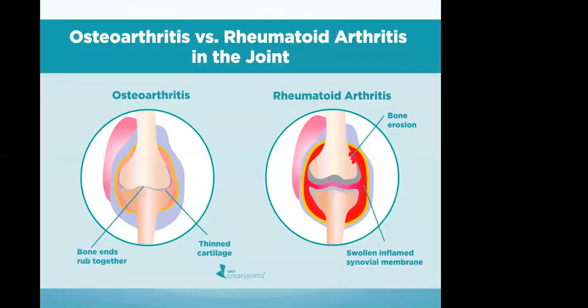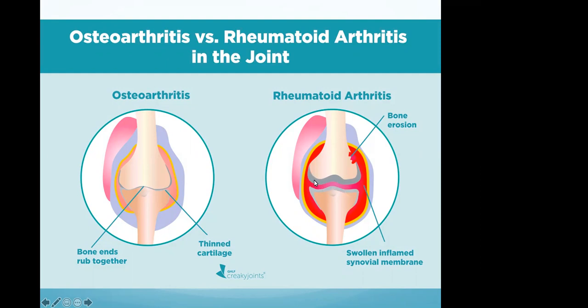So at its most basic level, essentially osteoarthritis is a mechanical problem. You've got 2 bones rubbing against each other because you've lost the cartilage that should be lining the space in between, and that's what's causing the pain. Whereas in rheumatoid, you're damaging the bone and you have all this inflammatory infiltrate into the area.